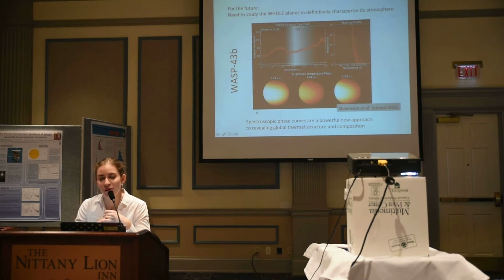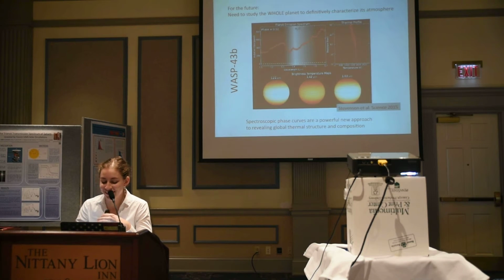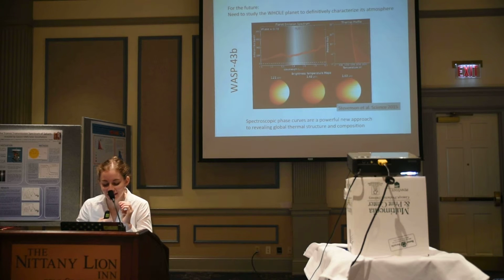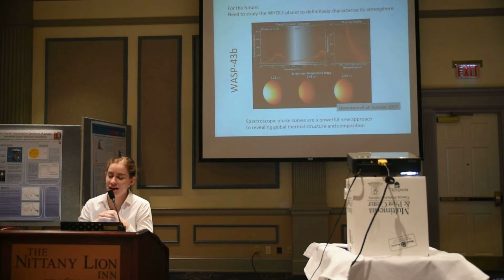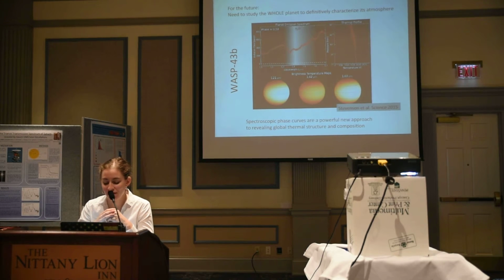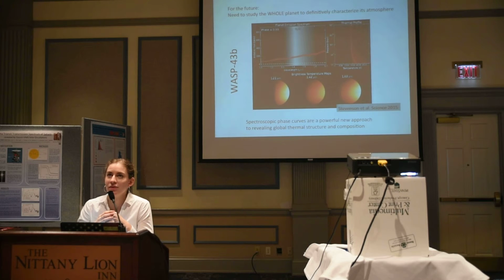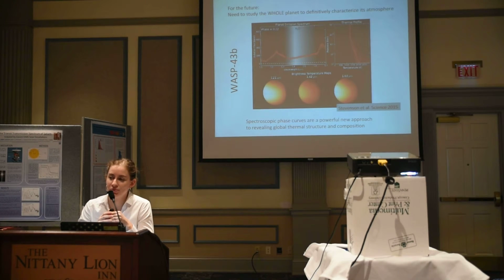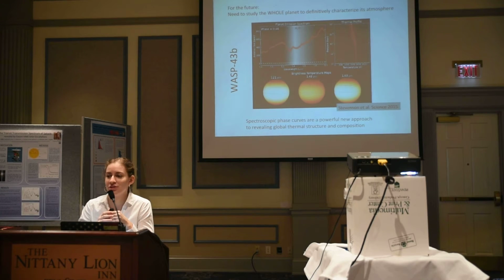So these are model fits to actual real data, and you can see the water feature. You can see how it changes as the planet's hot day side rotates in and out of view. You can see the constraints on the temperature pressure profile in the upper right. And this type of measurement for WASP-12 would allow us to totally break the degeneracy between the thermal structure of the atmosphere and its composition.